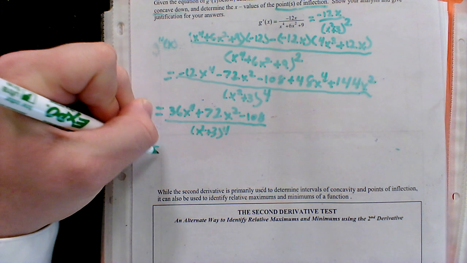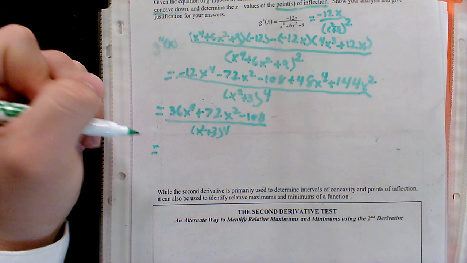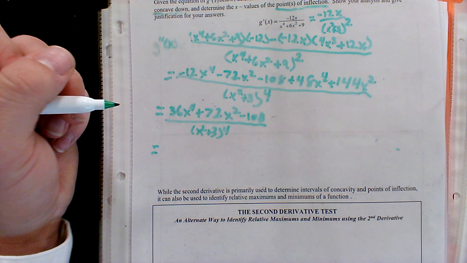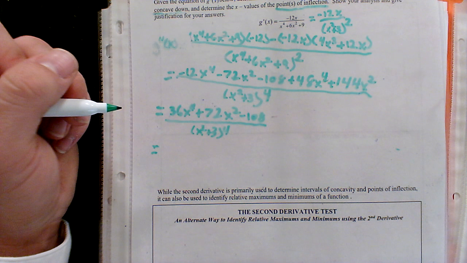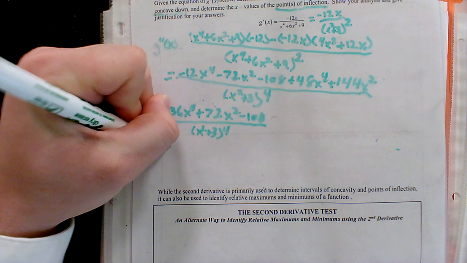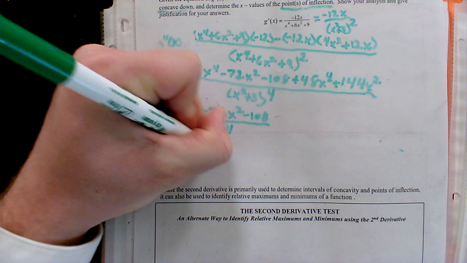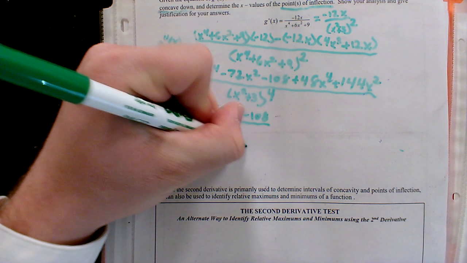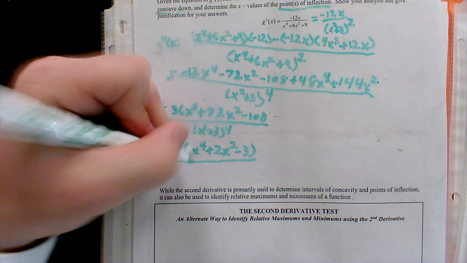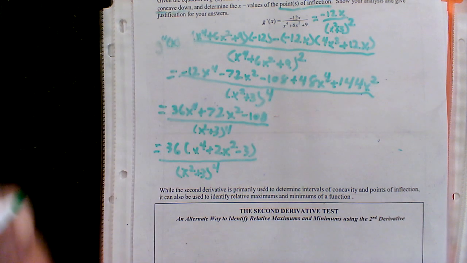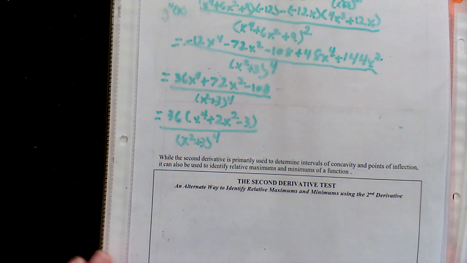Okay, we can still simplify more. What can be pulled out of everything now? What's a common factor? Indeed, 36 is a common factor. Exactly. I'm going to pull out 36. That will leave me with x to the fourth plus 2x squared minus 3. That looks a little nicer. Okay. Denominator still the same.